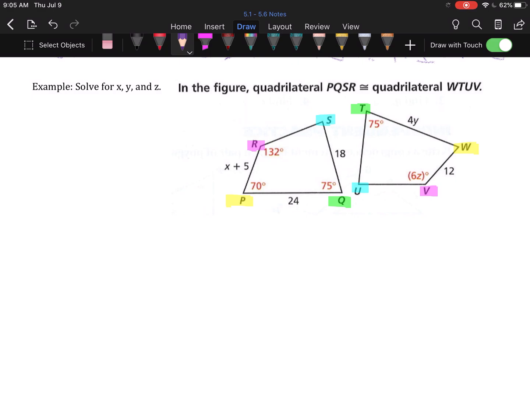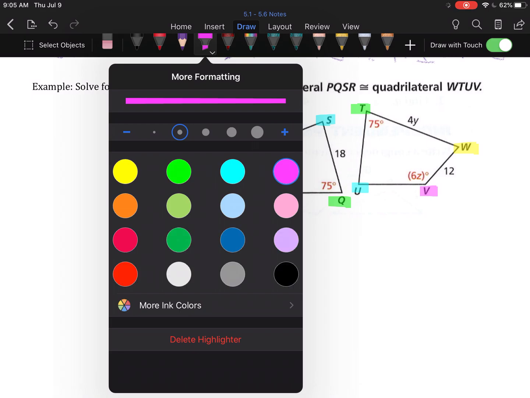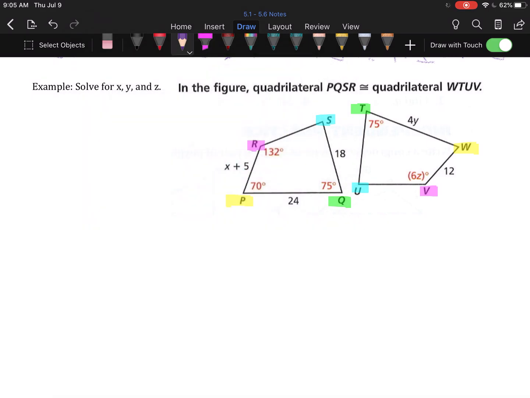So solve for X, Y, and Z. Okay, so let's find those things. X is here. It is the measurement of the length of the pink to yellow side. So that expression, x plus 5, has to be the same as the measurement of the pink to yellow side on the other quadrilateral, and that's 12. There's a one-step expression. What's x? X is 7.